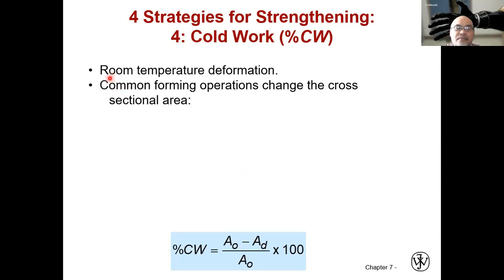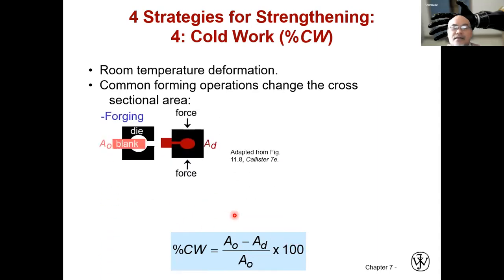This is done by common forming operations that change the cross-sectional area. This is why percent cold work is usually expressed as the change of the cross-sectional area compared to the original cross-sectional area. Changing the cross-sectional area can be done in many ways. One is by forging. When you put the blank, which is a metal, inside the die, then you apply force, you hammer it, so that the blank becomes smaller. The cross-sectional area Ad becomes smaller than the original cross-sectional area.